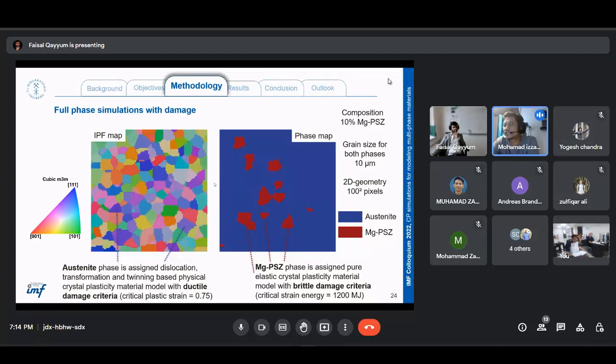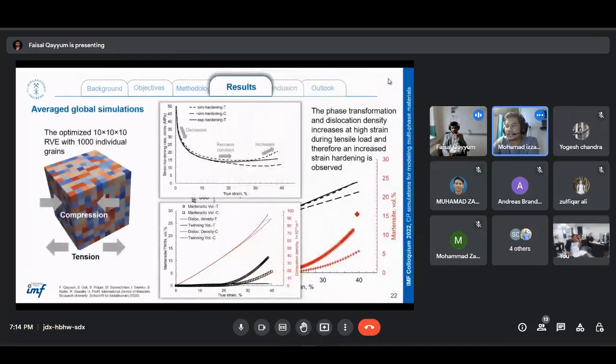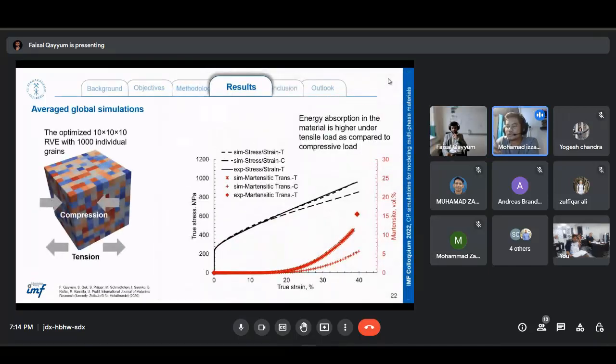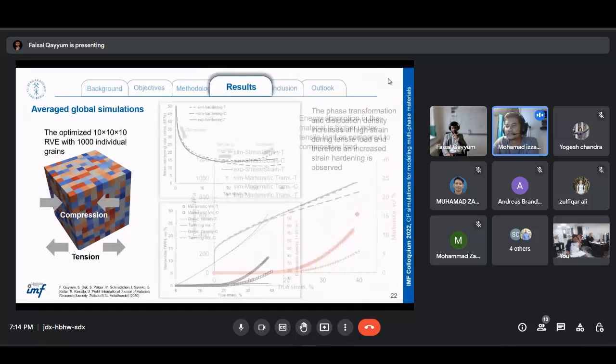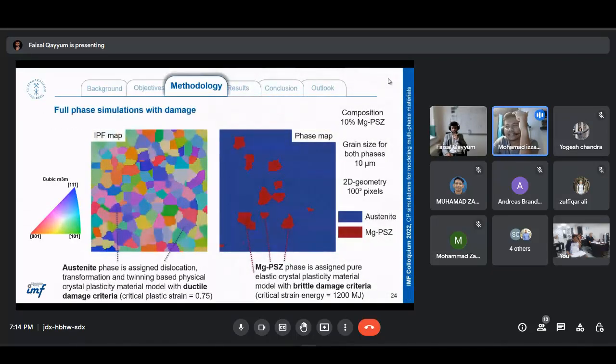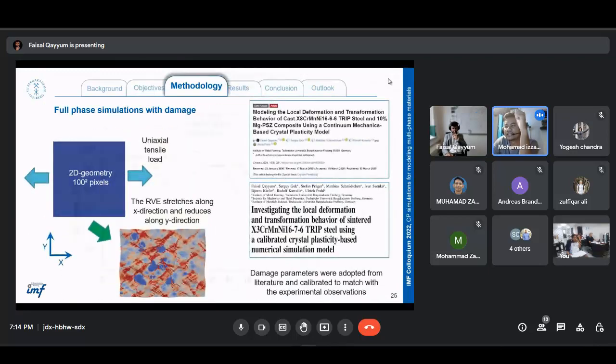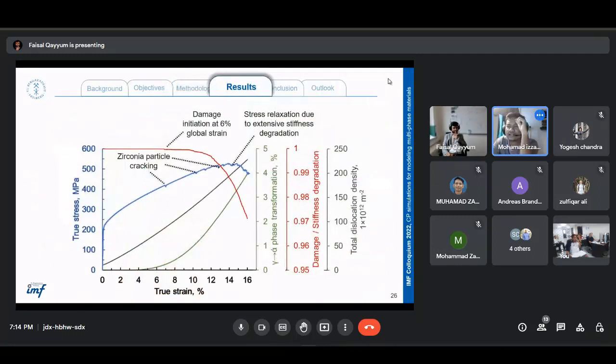One more thing. Can you go to the stress and strain graph for zirconia just now? Going forward. Is it this one, the blue and the red graph for zirconia? I want to see the zirconia particle tracking part.